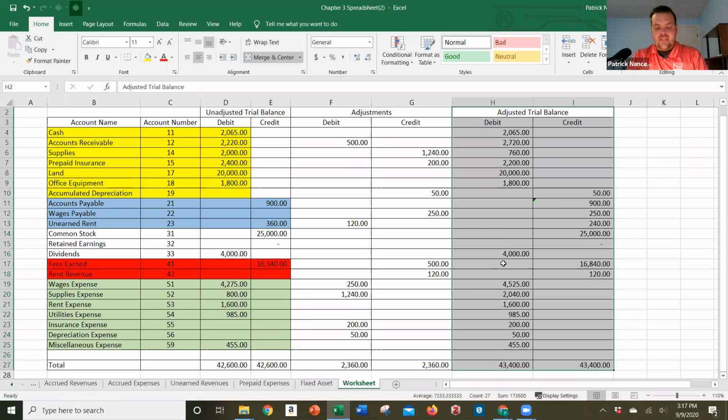Because I'd want to make these adjustments at the end of every, depends on the company, but the end of every month, end of every quarter, end of every year, to make sure that everything is properly accounted for with accruals and deferrals and everything else that we talked about in this chapter. And that would be it for chapter 3.